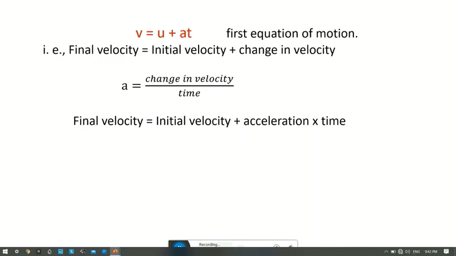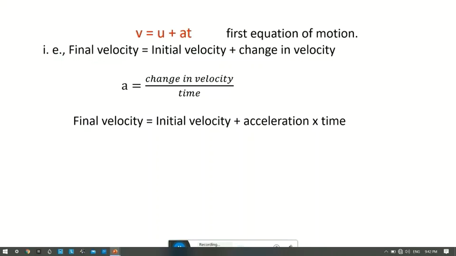So in words we can write v, means final velocity, is equal to initial velocity plus change in velocity, and as a is equal to change in velocity by time, therefore change in velocity is equal to a into t, or acceleration into time. So we can substitute this change in velocity. We get final velocity is equal to initial velocity plus acceleration into time.